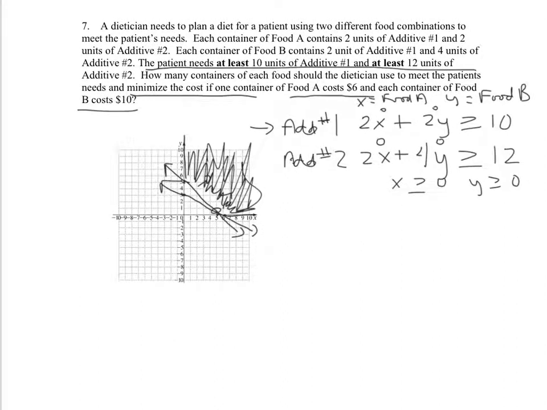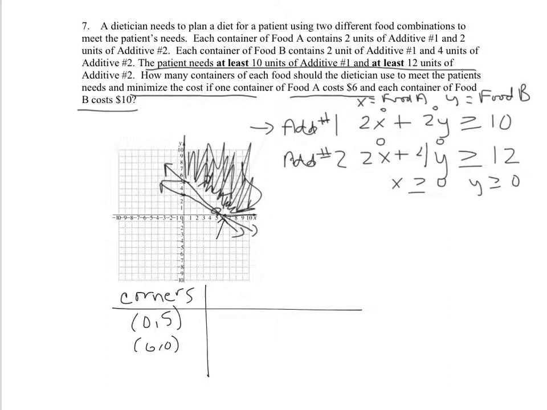and let me write that in for you because we're going to make a table. We have 0, 5. And then, since this is also a corner right here, that's 6, 0. What we need to know is where do those two intersect.